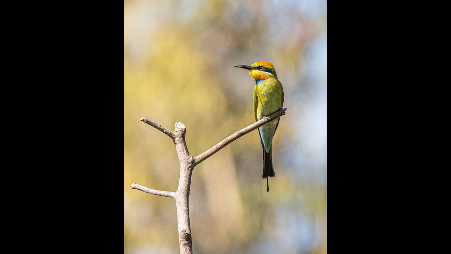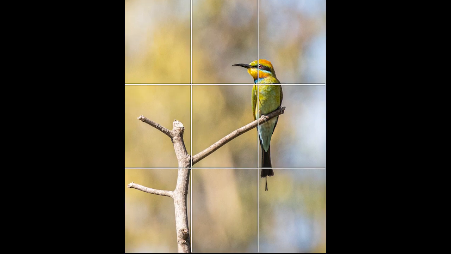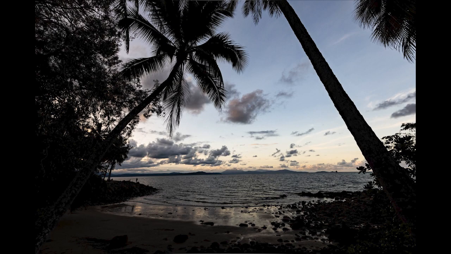The rule of thirds is also great for portraits. Here I've placed the bird on the top right cross and the point where the branch meets the rest of the tree on the bottom left cross. Again, creating balance. The final composition tool I want to talk about is framing.